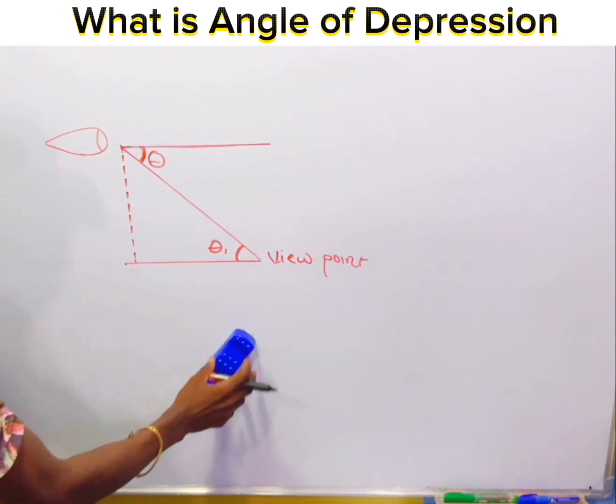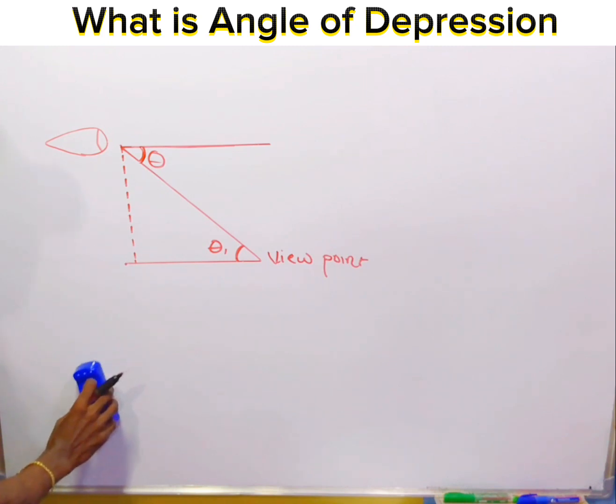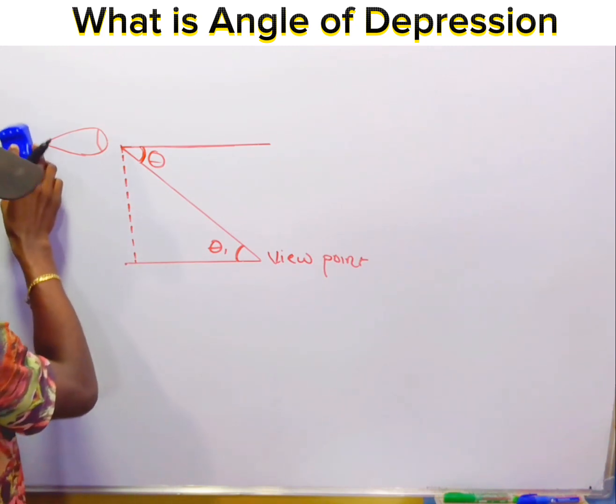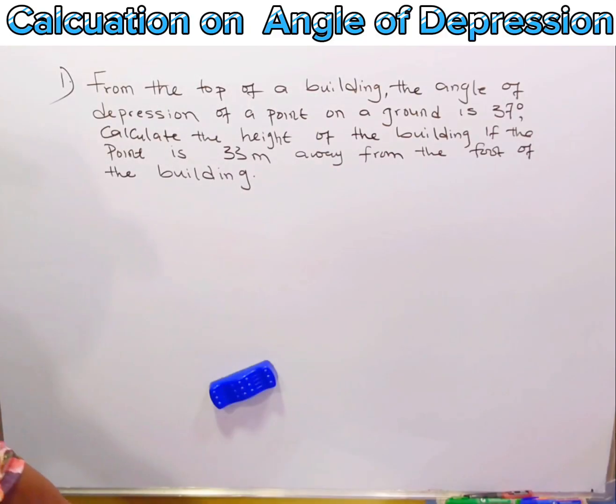Let's check out some examples on angle of depression. From the top of a building, the angle of depression of a point on a ground is 37 degrees. Calculate the height of the building if the point is 33 meters away from the foot of the building.